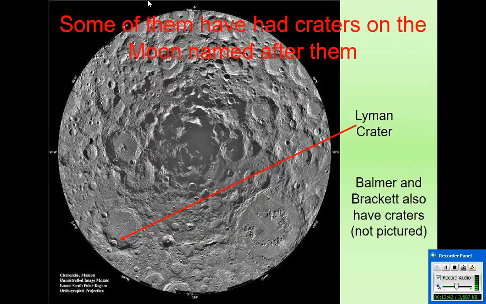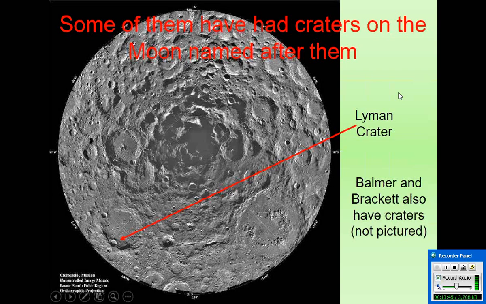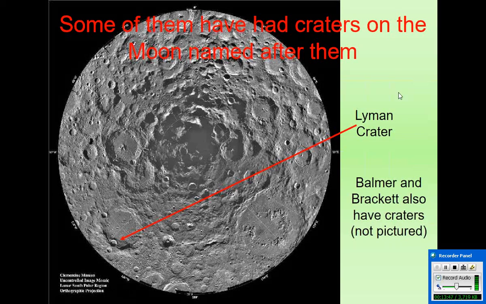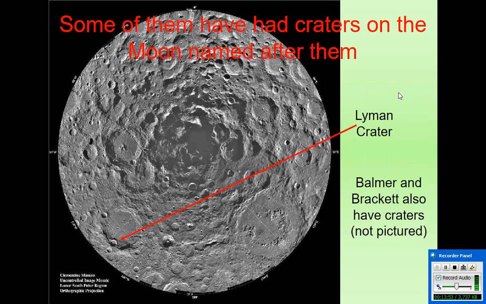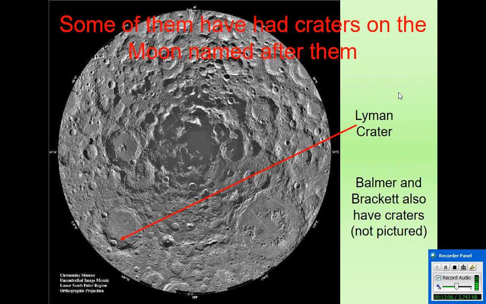Now, just for the sake of you moon buffs out there, if you look at the moon from an angle we wouldn't normally see it, I believe that this is from examining the moon from the moon's south pole. We don't normally see it from this side. You can see some different pattern of craters than you would normally see, and some of those craters have been named after Lyman and Balmer and Brackett.